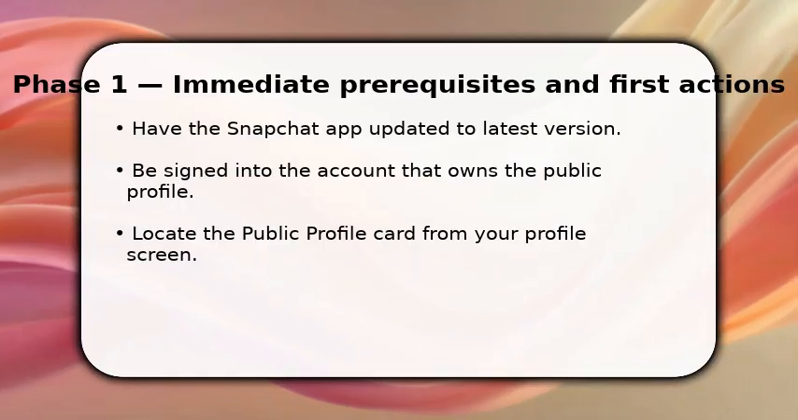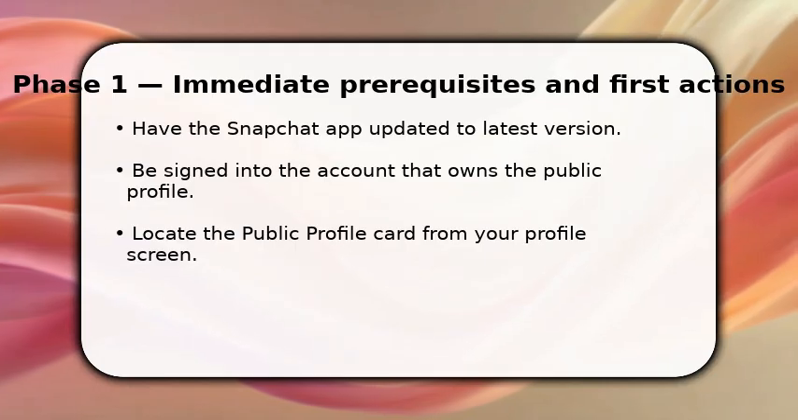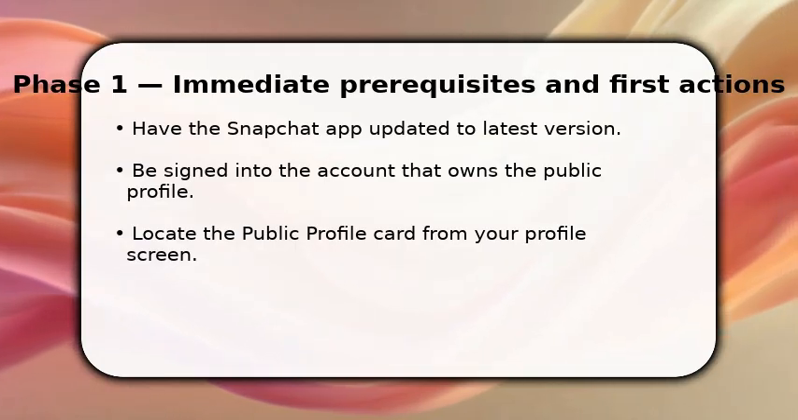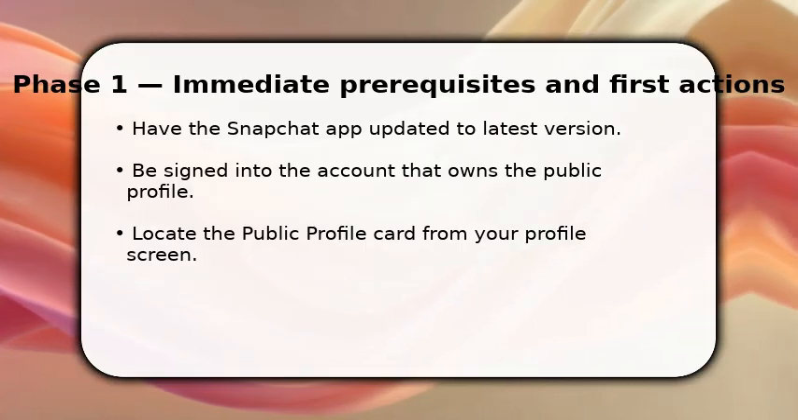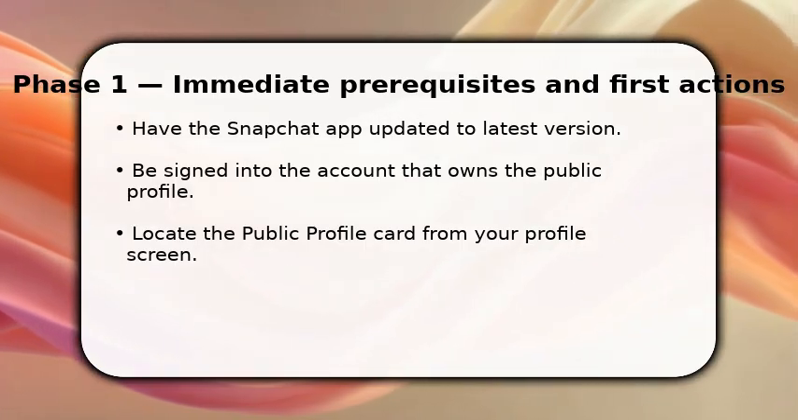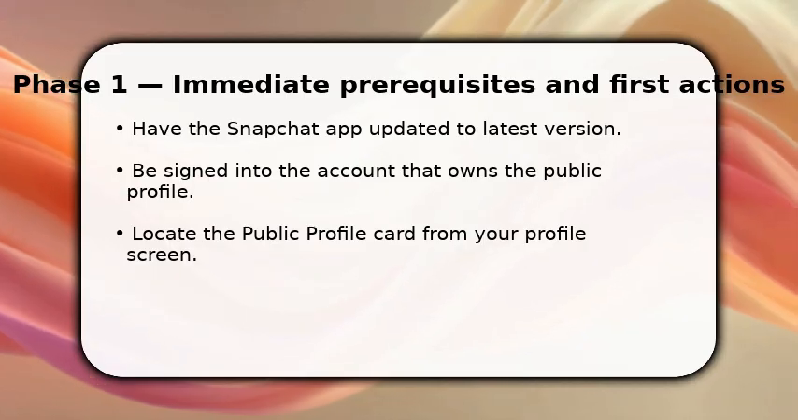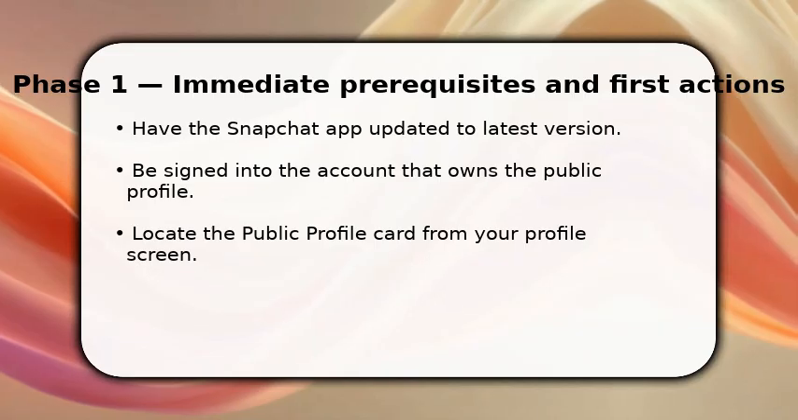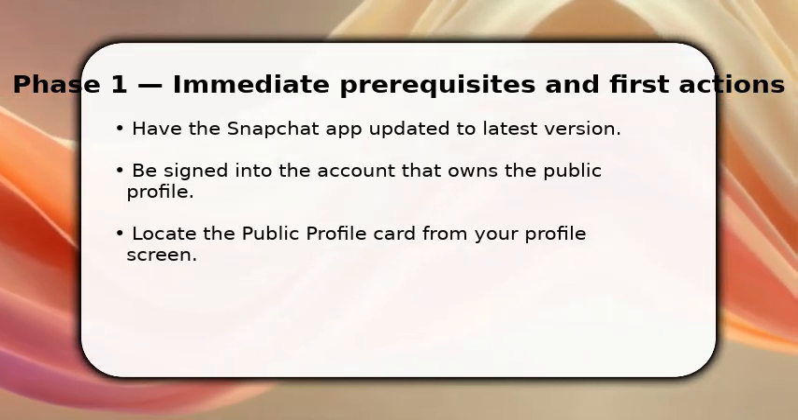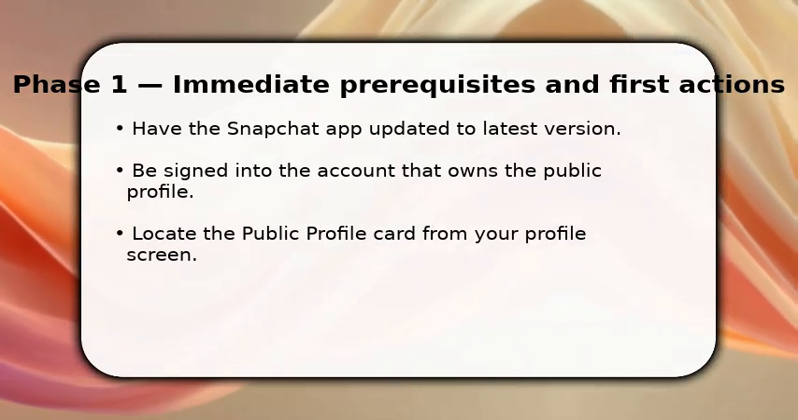You're signed in and the app is updated. Now open your profile. Tap the public profile card to access settings. This is where links live. Once there, make sure the profile is enabled. Without enabling, link fields won't appear. If you don't see a public profile card, create one by following the prompts. Snapchat verifies public profiles differently than private ones.